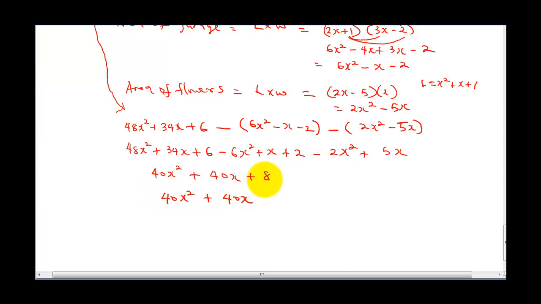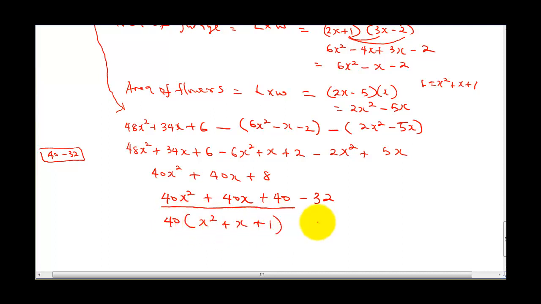Now, how do we bring 40 into this equation? What subtract what is going to give you 40? That's 40 minus 32. It's going to give you 8. So instead of writing 8, we can now put plus 40 minus 32. Now from here, notice 40 is common in all these places. So you can now say 40 into x squared plus x plus 1, minus 32.